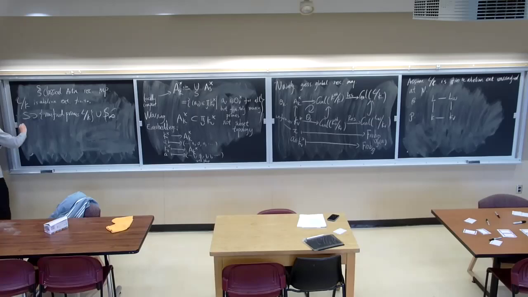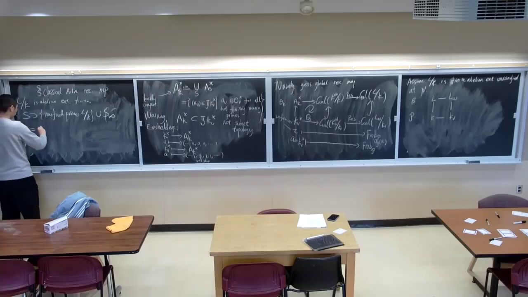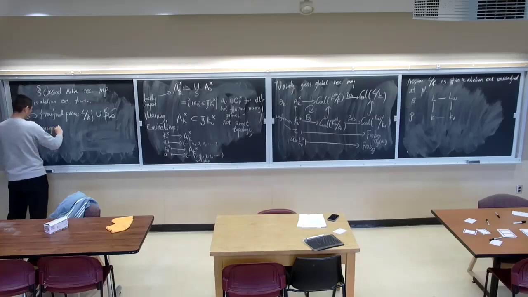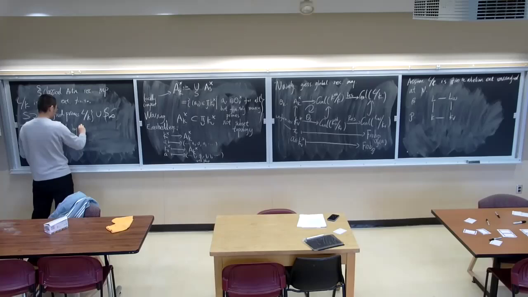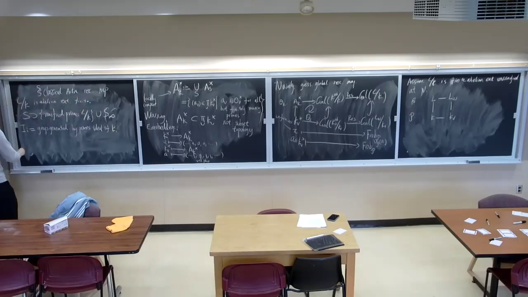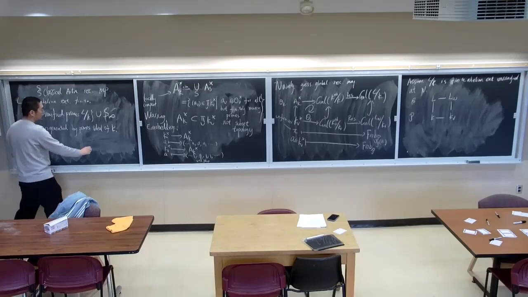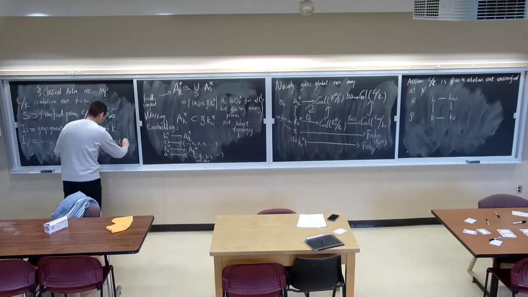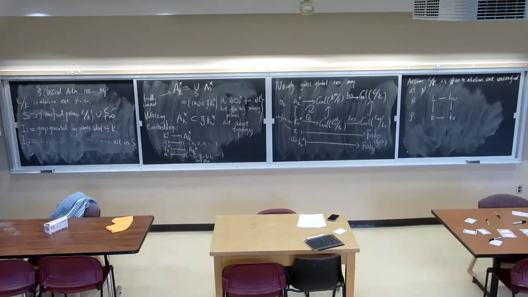S contains all the infinite primes and the ramified primes in L over K. Define I to be the group generated by prime ideals of K. And I_S is similarly the group generated by the prime ideals of K not in S. So I is just the usual group of fractional ideals, a group generated by primes of K. I_S is a subgroup of I generated by prime ideals not in S. So it's very natural that I_S is a subset of I.